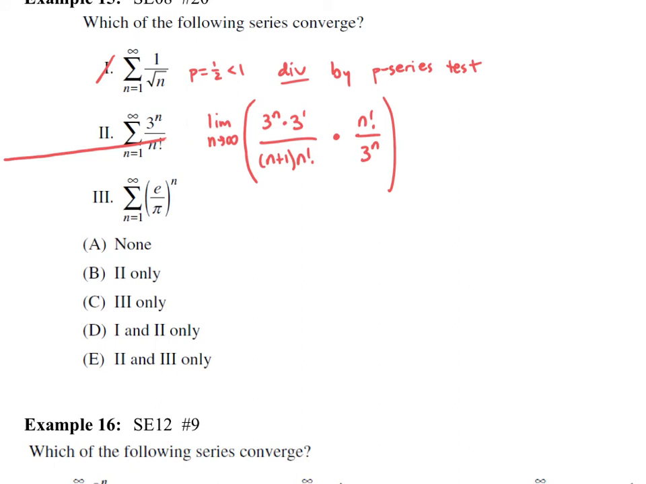Okay, I'm going to erase this really quickly. Okay, let's continue. So we're going to cancel some stuff here. We're going to cancel 3 to the n. Keep in mind that when you look at the n factorial, that cancels. But let's just rewrite this really quickly so we see what's happening. So we have n going to infinity, and our leftover is 3 divided by n plus 1. And the limit as n goes to infinity of that is 0, which is less than 1. So this is convergent by the ratio test.